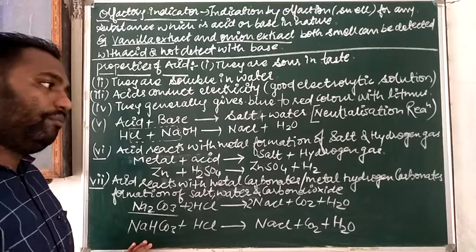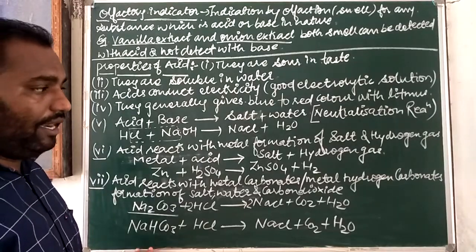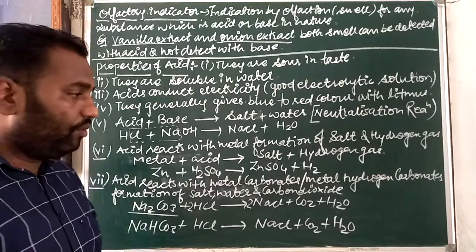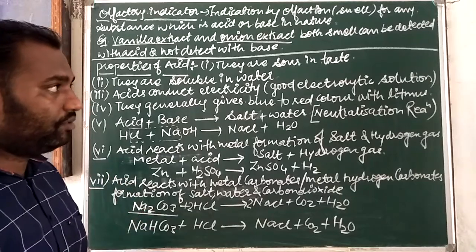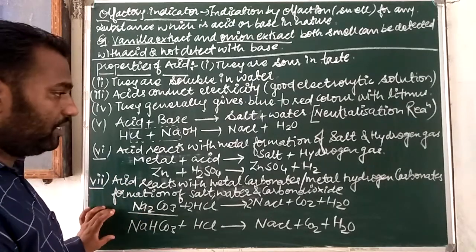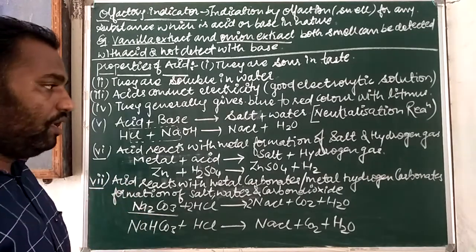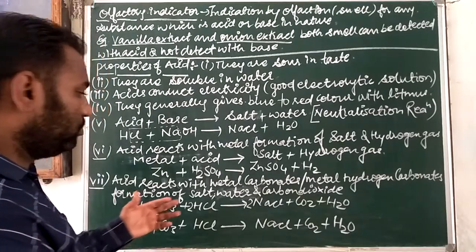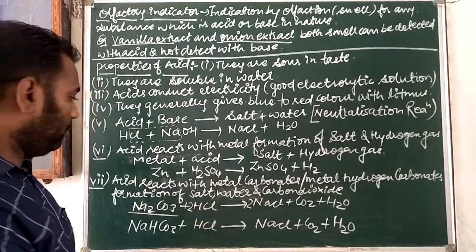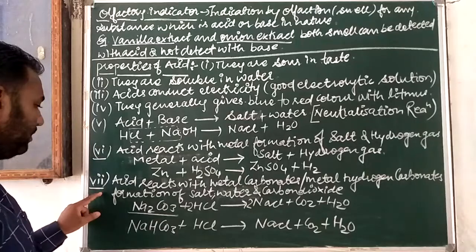And we can take one more example also, like calcium hydrogen carbonate, with the formation of CaCO3 or like this. So these are the two reactions which prove that acid reacts with metal carbonates, metal hydrogen carbonates. So formation of salt, water, and carbon dioxide. So these are the 7 properties.